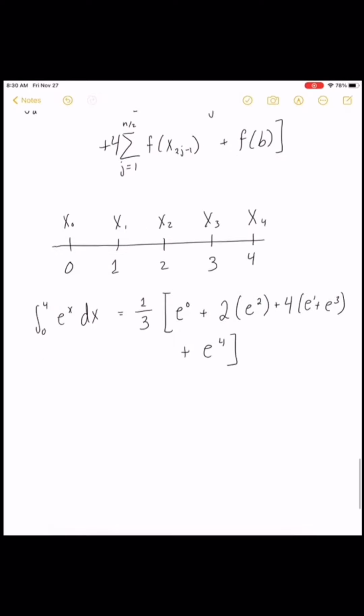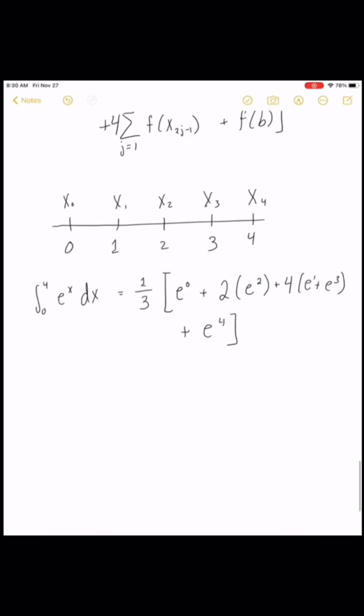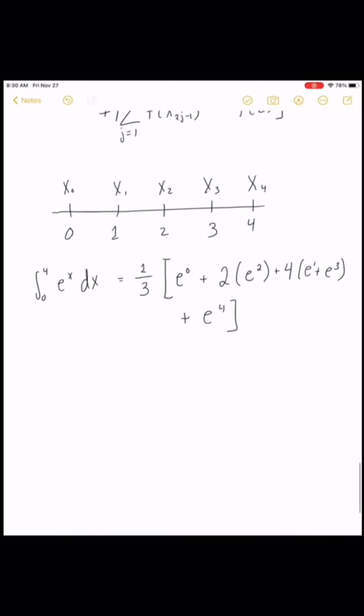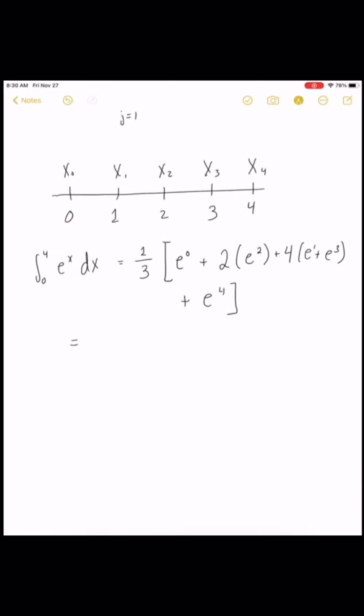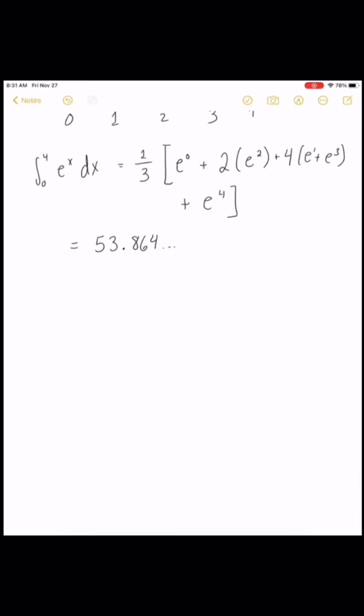And then if we plug this into Wolfram Alpha or the like, we end up with 53.864. So that's our estimate. And the integral from 0 to 4 of e to the x dx is actually equal to 53.598.